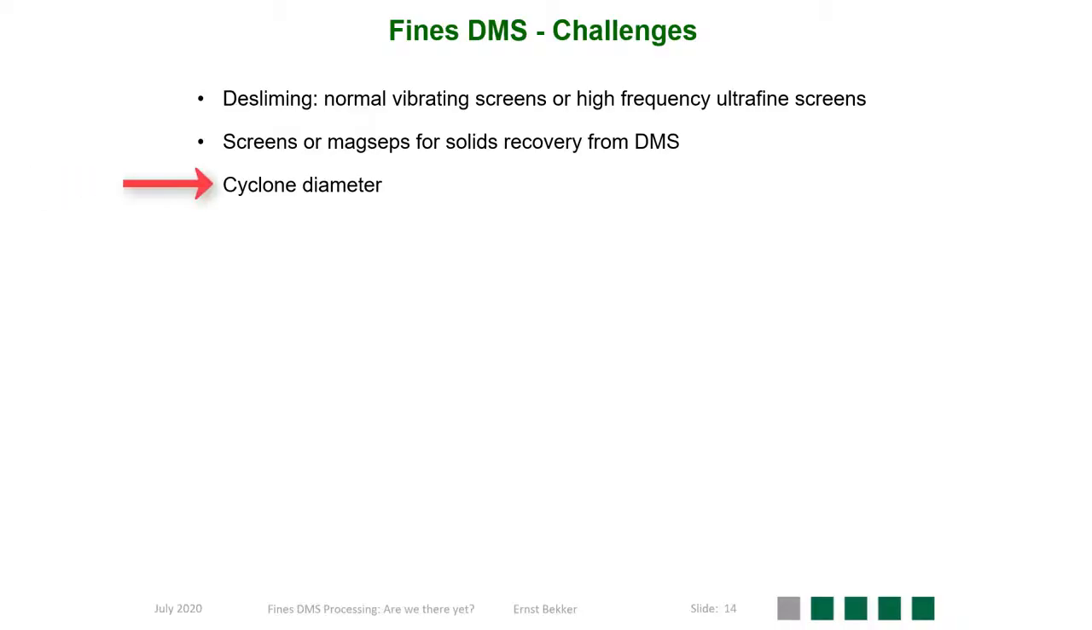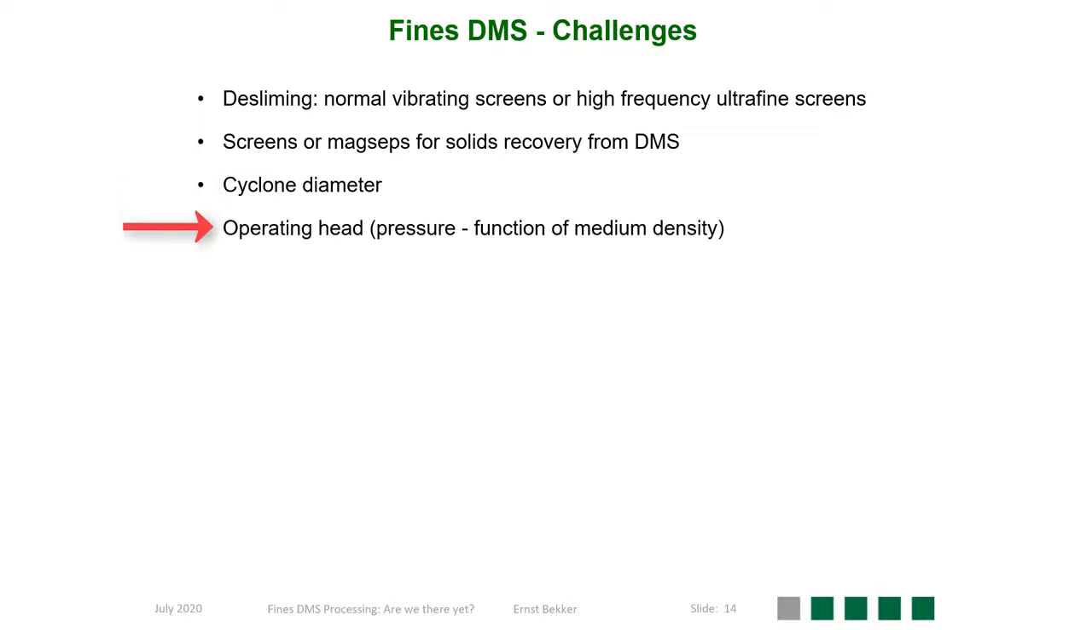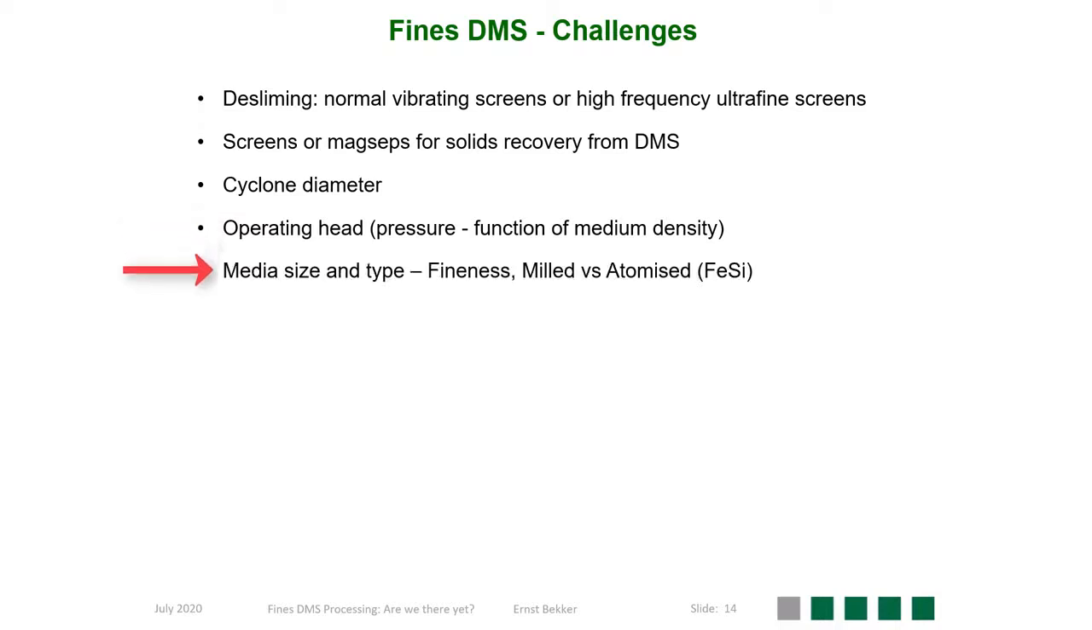What cyclone diameter do we need to use? That's one of the questions that's always been asked in the industry. The operating head. What operating head do we need to function at? Operating head is related to pressure, and pressure is a function of the media density. So in dense media alternatives, we talk about head instead of pressure. What media size and type will be required? What's the fineness of the media? That would be the best option. This is information that's not always available up front.